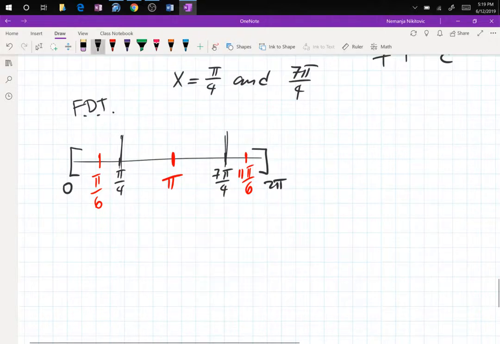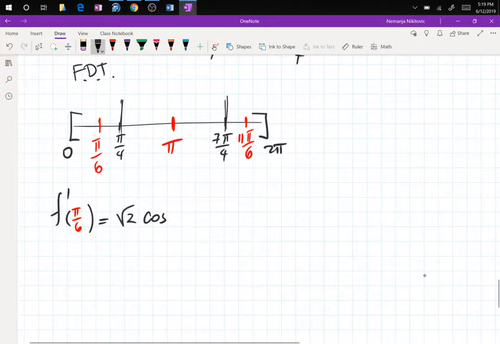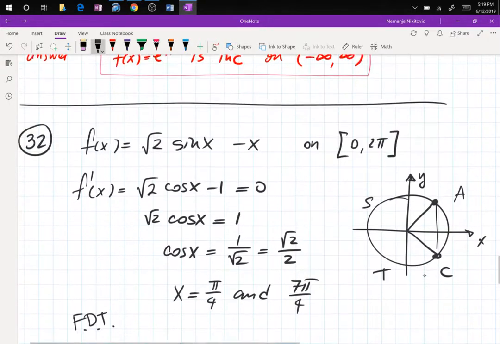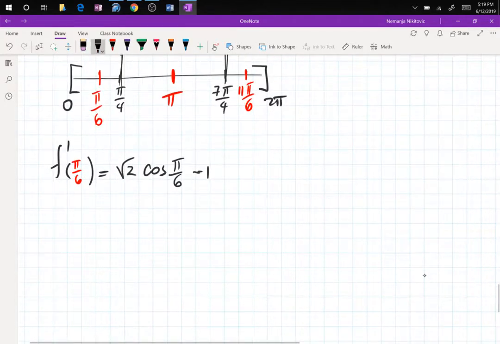Now I have to do first derivative test on all of these red values. And my first derivative was the square root of 2 times cosine of, in this case, pi over 6, and I believe it was minus 1, right? Yep. Good. What's cosine of pi over 6? Excellent.